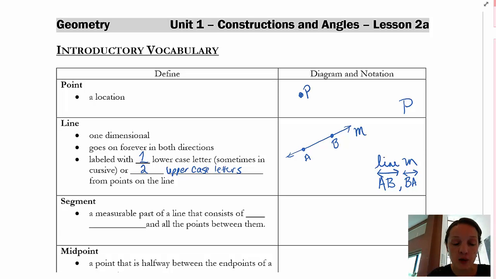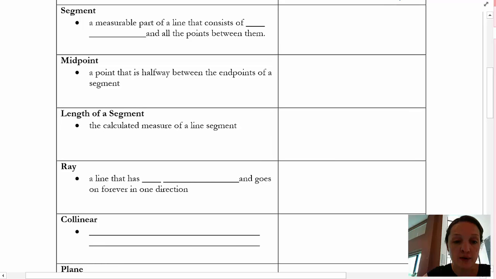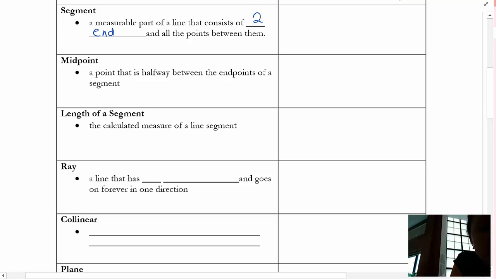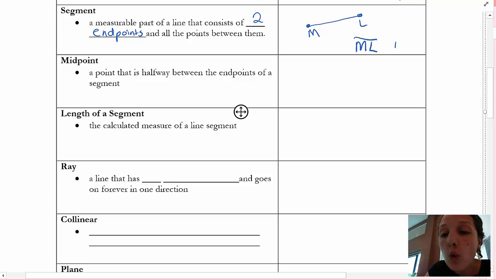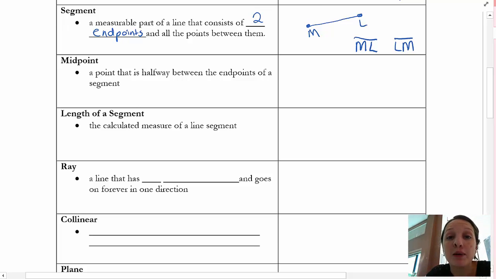So, moving on from there, next, we will talk about a segment. Now, a segment is a piece of a line. It's a measurable part of the line that consists of two endpoints and all the points in between them. So if I wanted a segment, I would have something that looks like this. ML. I just made those up. So ML is a segment. I call it ML with a bar over the top, or I can call it LM with a bar over the top. Doesn't matter. But again, we're going to use capital letters because M and L are points on the line. So we've got a line, we've got a segment.